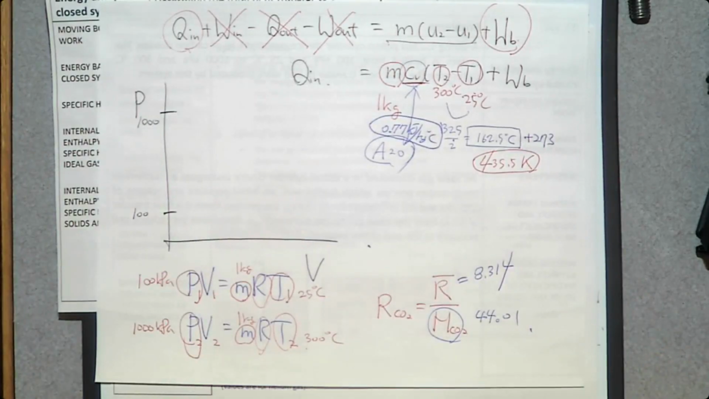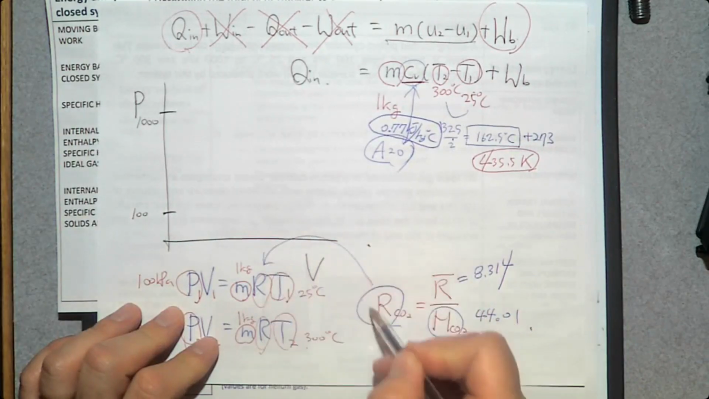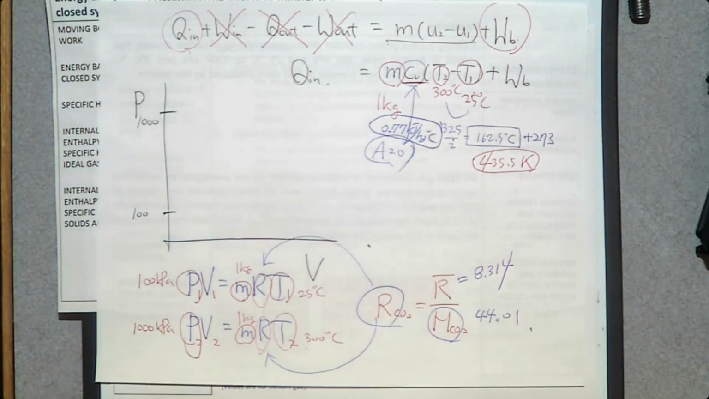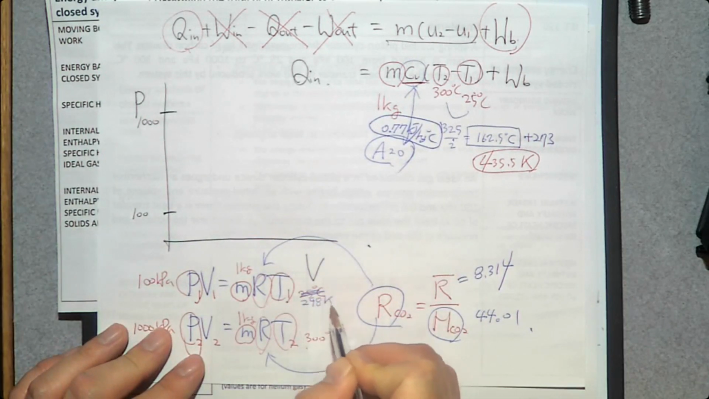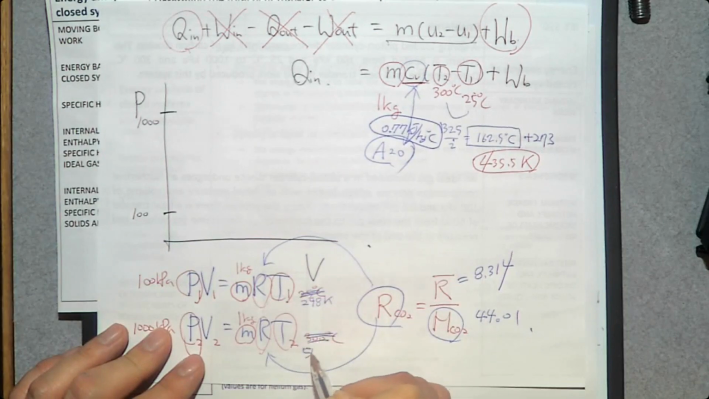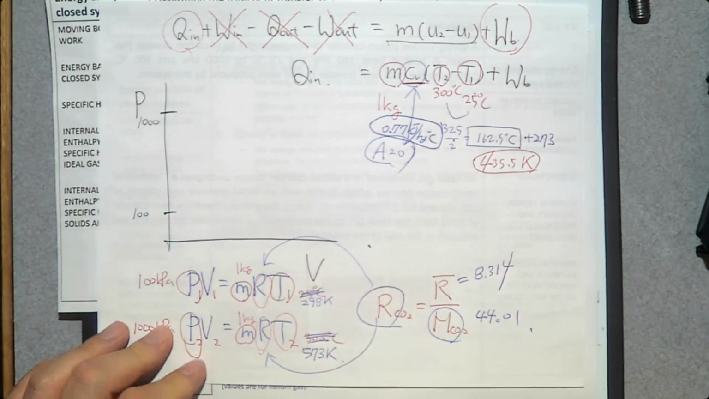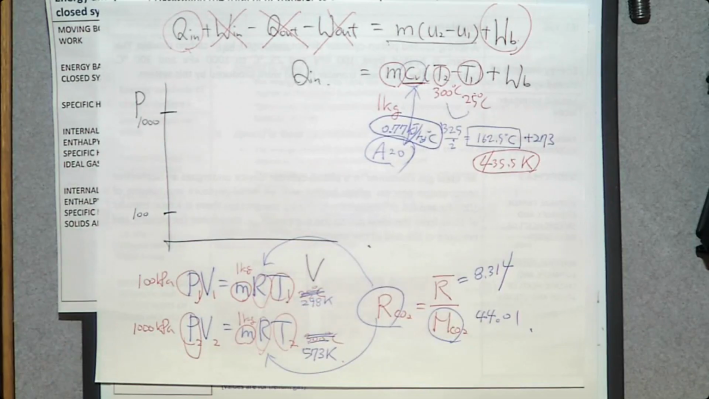So that's how you determine R. And this R goes in here and here. If you solve these two equations, you get V1, V2. Am I right? No. What is wrong here? Kelvin. 298 Kelvin, 573 Kelvin. Anyway, either way, you can determine V1, V2.